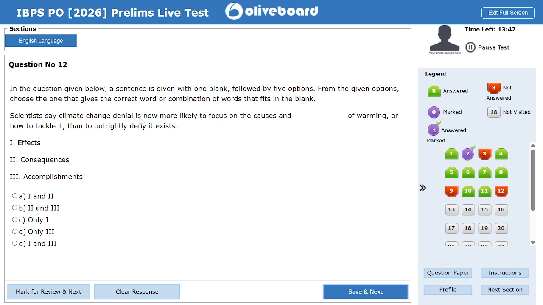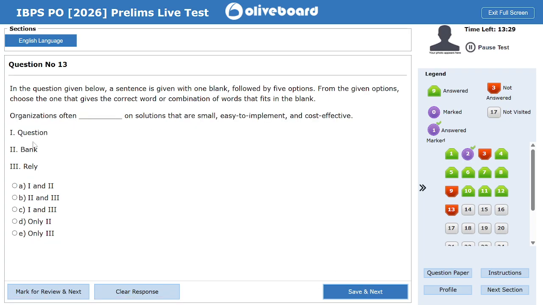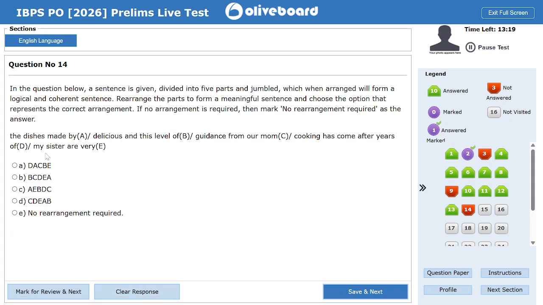Scientists say climate change denial is now more likely to focus on the causes and effects, and consequences. Organization often questions. Rely on solution. Dependent.